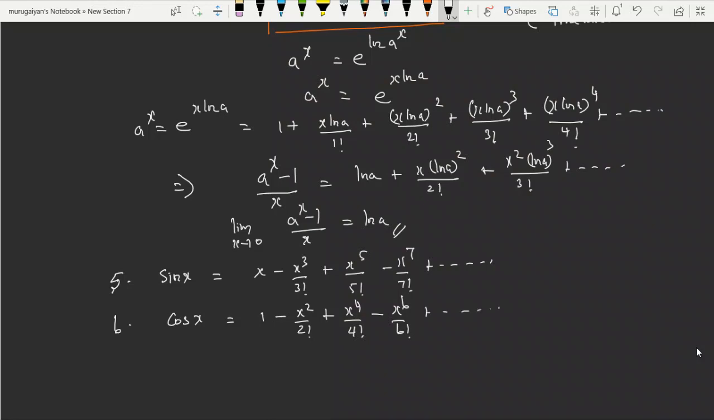If we take all even powers, 1 is nothing but x power 0 by 0 factorial. Very important, remember student, 0 factorial is 1. Factorial means just arrangement. Here there is nil arrangement, and 0 arrangement means that is also one way. Leaving the system as it is without doing any arrangement is nothing but 0 factorial. So 0 factorial equals 1.